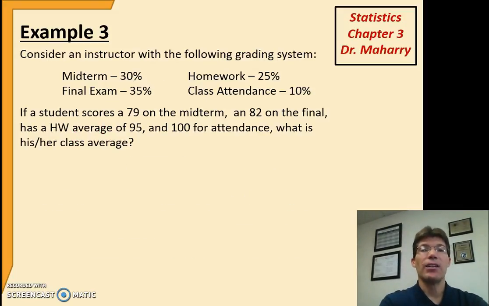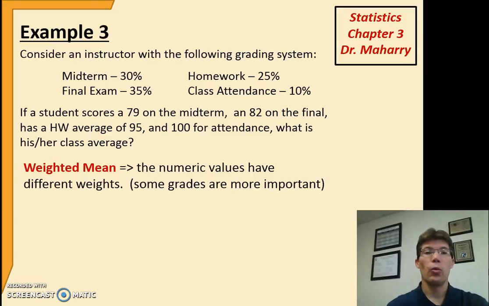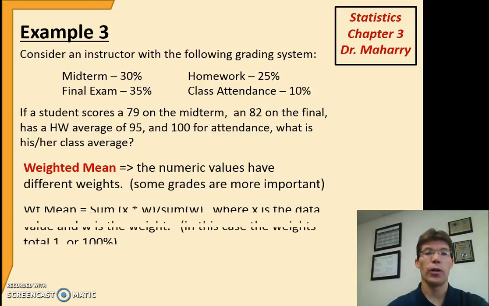Weighted means, the idea of weighted means is that each data value carries a different weight. So grade point average or scores in a class are good examples of weights. In this case, the instructor weights the midterm and final much more heavily than homework and class attendance. So if this particular student had a 79 on the midterm and 82 on the final and 95 on the homework and 100 perfect attendance, what would their overall class average be? So we weight some values more than others. That's the idea of a weighted mean.